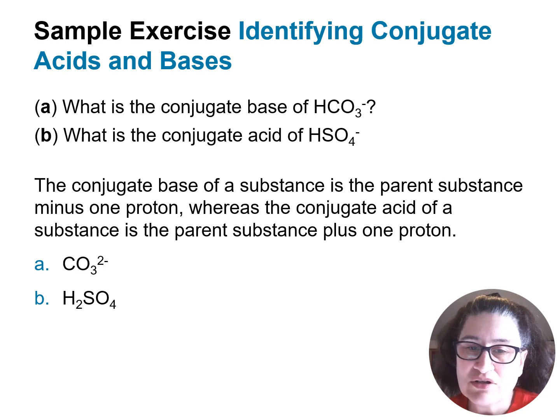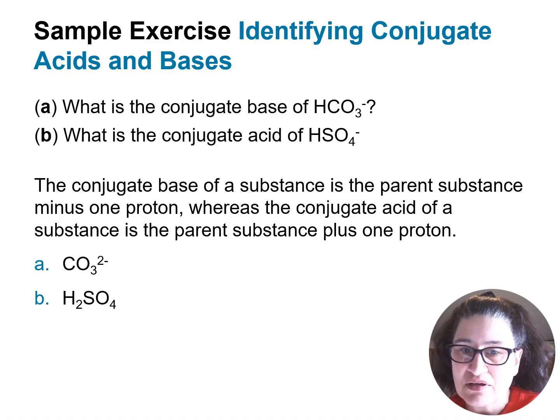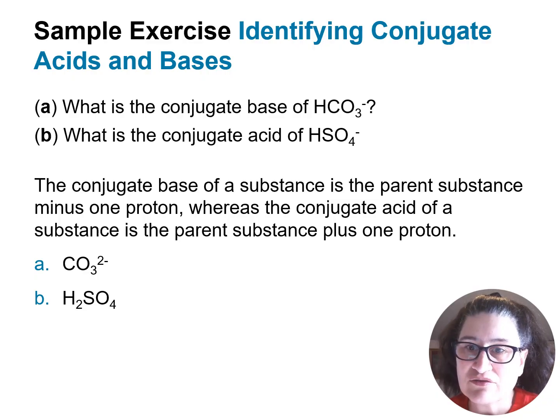All right, so the question says, what is the conjugate base of HCO3 minus? The conjugate base of a substance is formed when that acid donates a proton, so we have to lose a proton. If HCO3 minus loses a proton, it's going to be CO3 minus 2. Because it lost an H plus, not only did we lose the H, but we also lost a plus charge. That's why the charge changes to a minus 2.